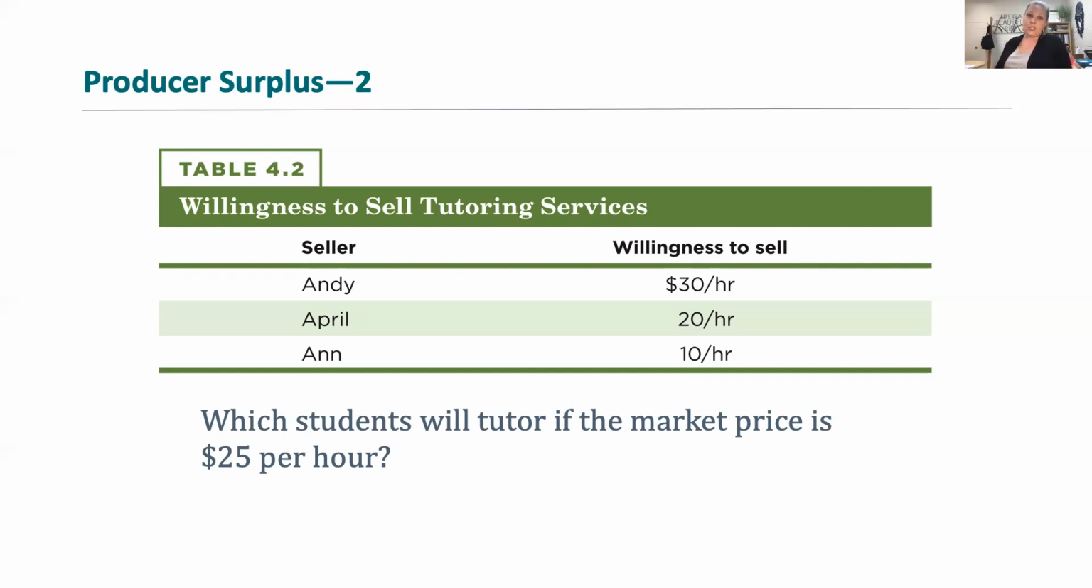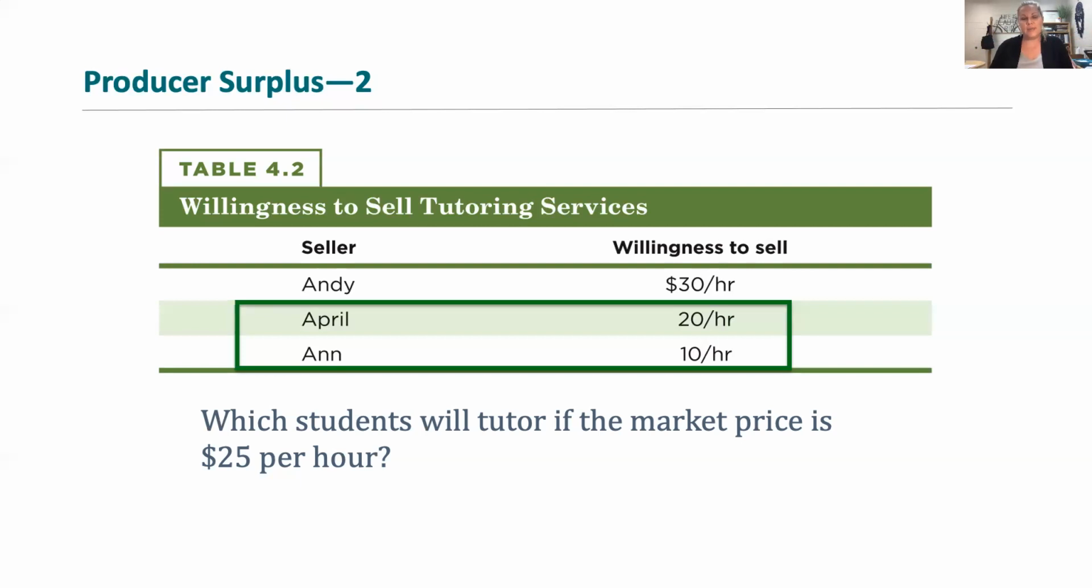Andy is willing to provide tutoring services at $30 an hour. April is willing to provide them at $20 an hour, and Anne at $10 an hour. If the going market price for tutoring is currently $25 per hour, then only Andy would opt out of the market, because since this is a minimum willingness to sell, we would be willing to accept any price that exceeds our willingness to sell. So April is willing to sell for $20 an hour, so of course she'll accept $25. Anne is willing to sell at $10 an hour, so she'll also accept the $25.